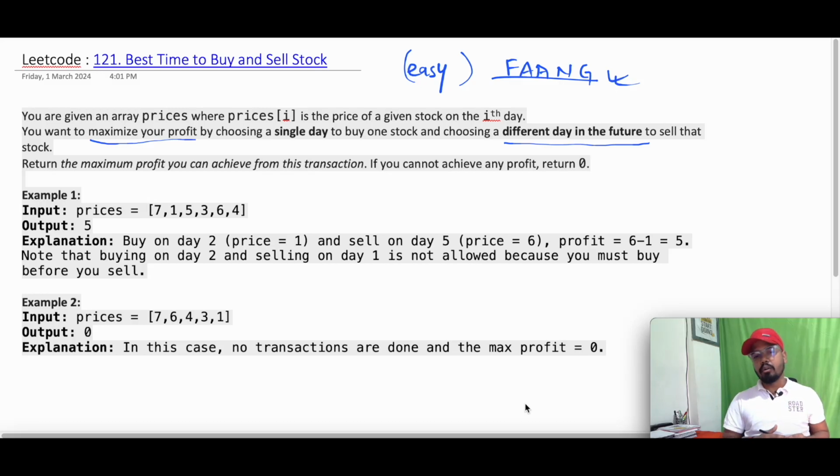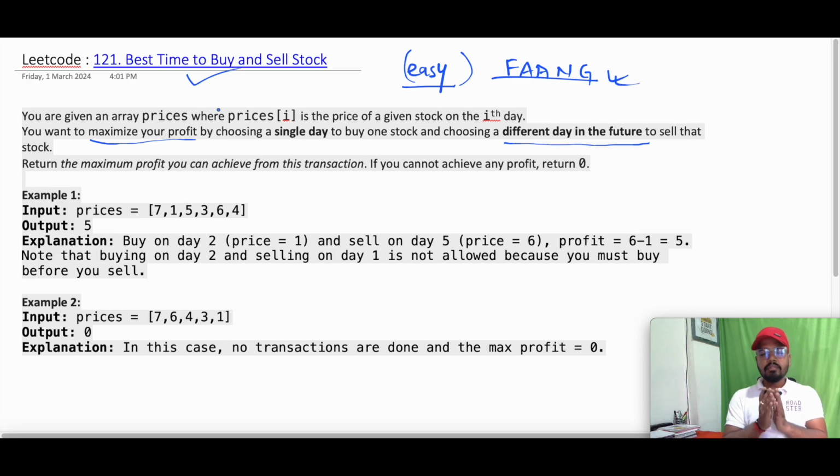Today we'll be discussing one of the important questions in DSA, and this question is asked in all FANG companies. Even though it is an easy level question, it is asked in all FANG companies. The question is to find out the best time to buy and sell the stocks.